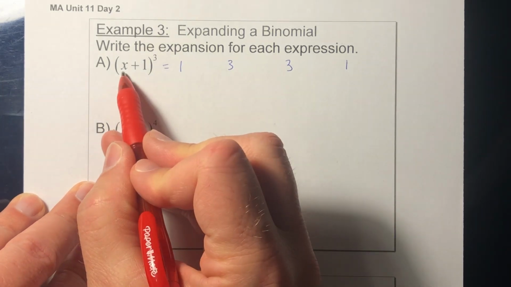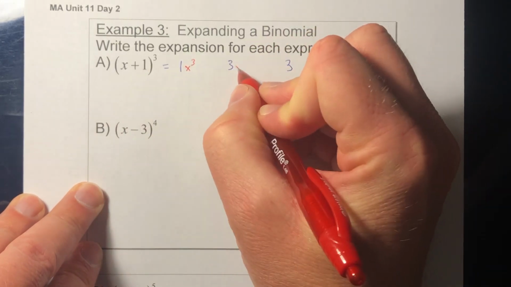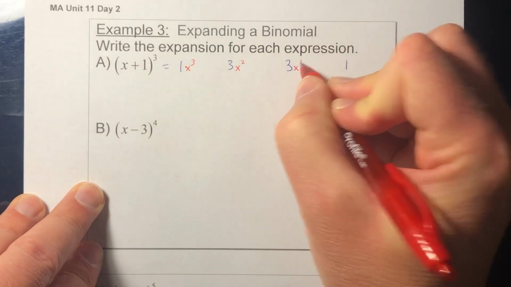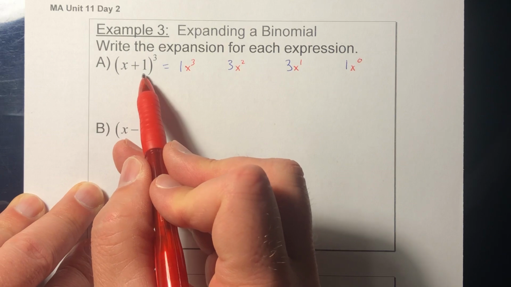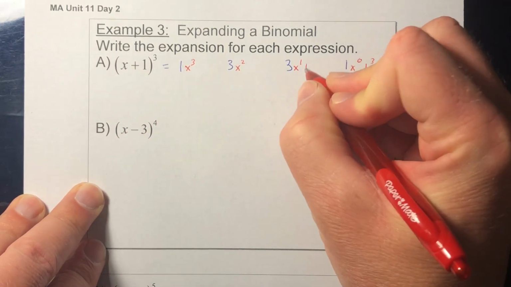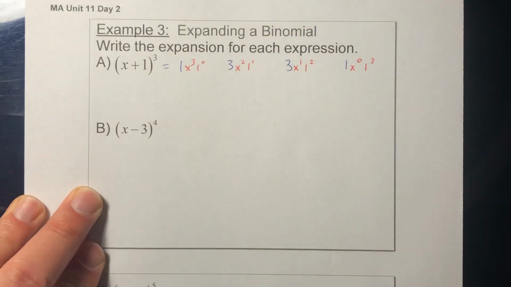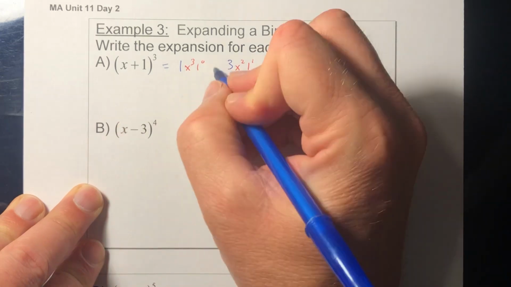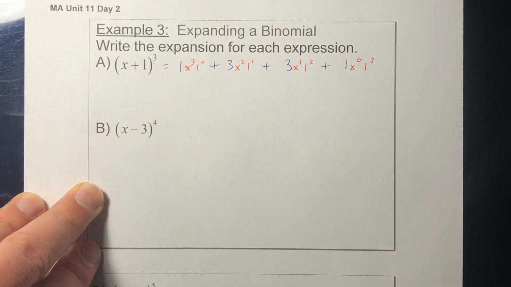Now, take your first guy here, x, raise it to that third power. So x to the third, x to the second, x to the first, x to the 0. So you always go in descending order. Take the second guy, which is 1, raise it to that third power, but you start here. So 1 to the third, 1 to the second, 1 to the first, 1 to the 0. Okay? Because that's a plus, we got plus signs in the middle. All right, so that's how you expand it.